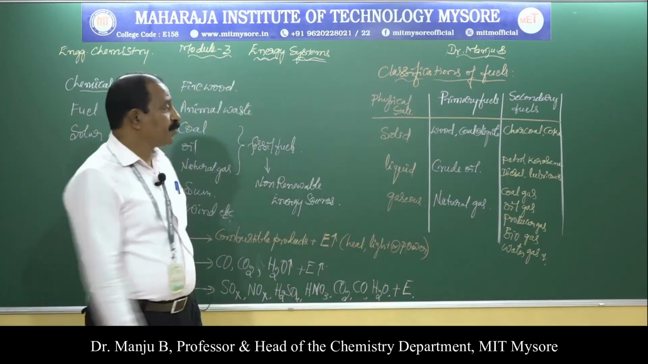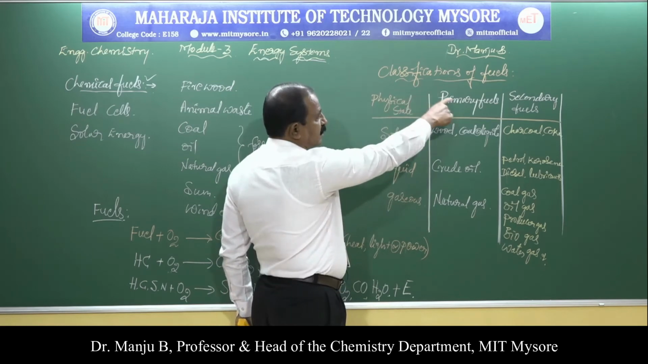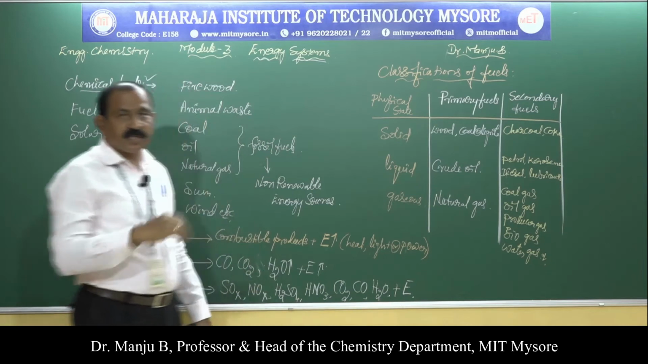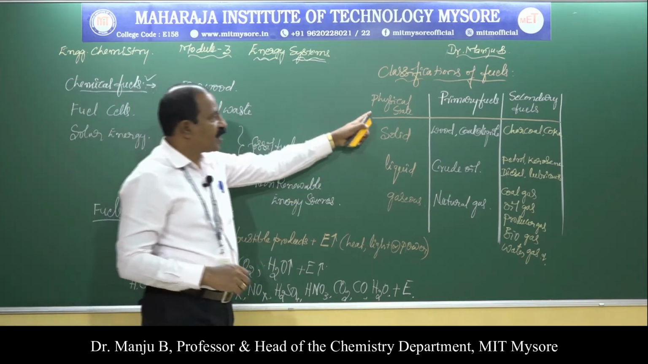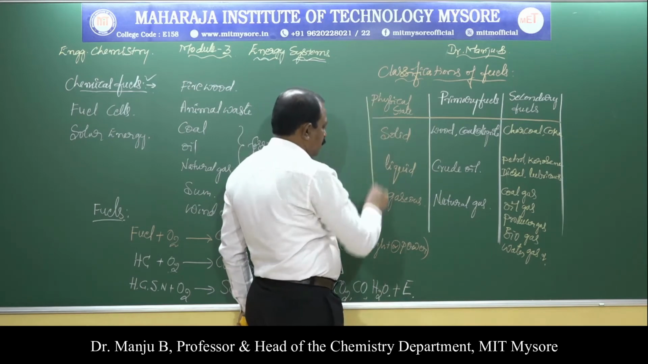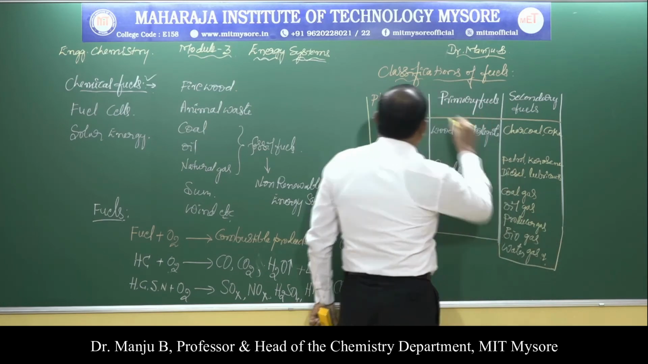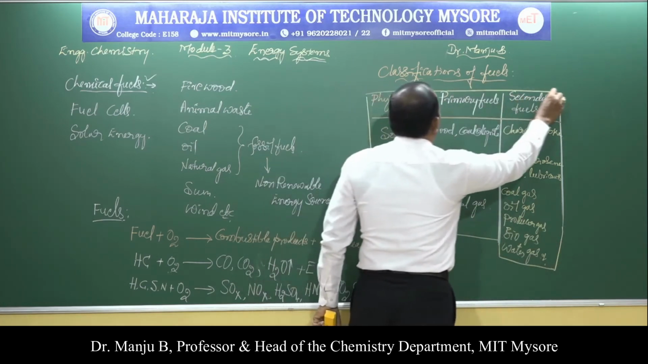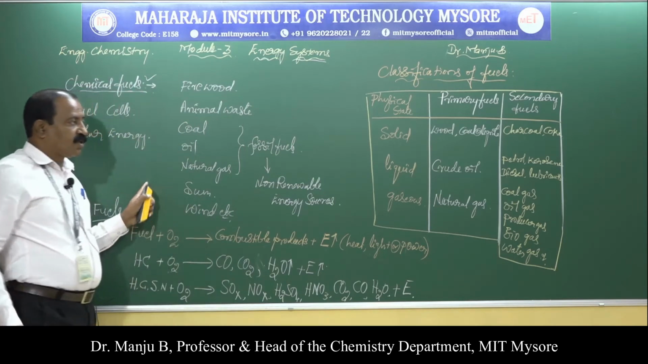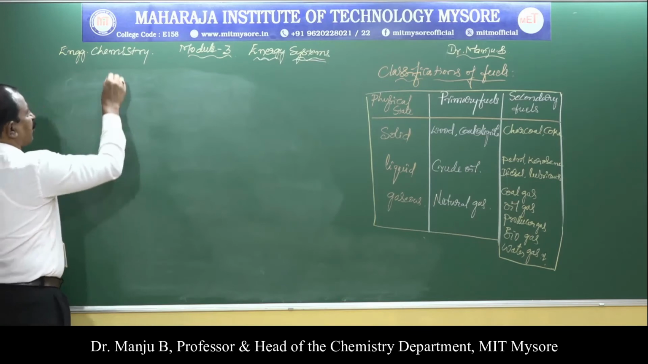These are the complete classifications of fuels. On the basis of occurrence, primary and secondary fuels. The primary and secondary fuels are further classified into three categories on the basis of their physical state. That is the complete structure of solid, liquid and gaseous fuel examples. Okay. Now, that is about the definition and classification of fuels. Then I go for calorific value.